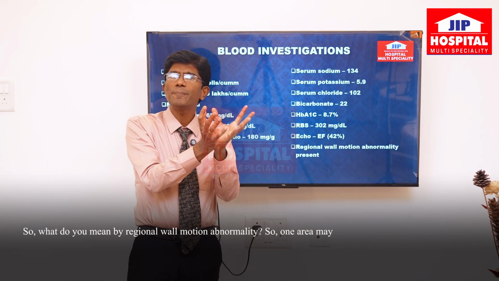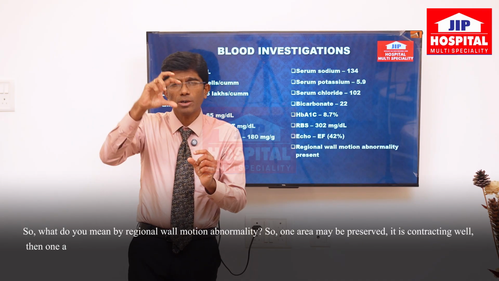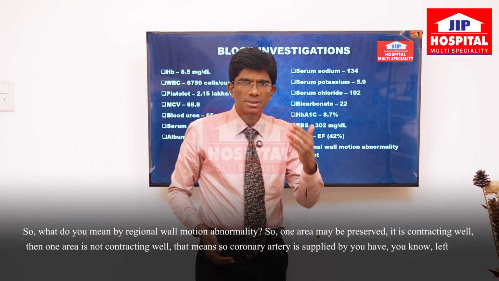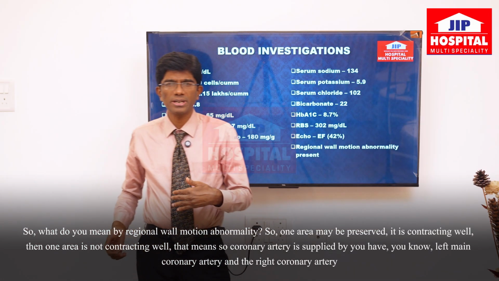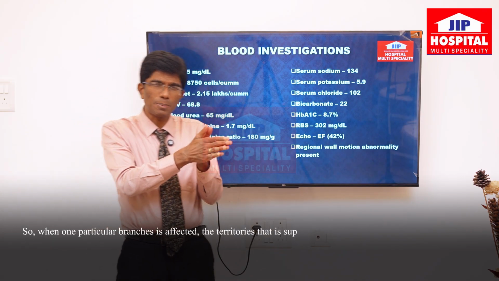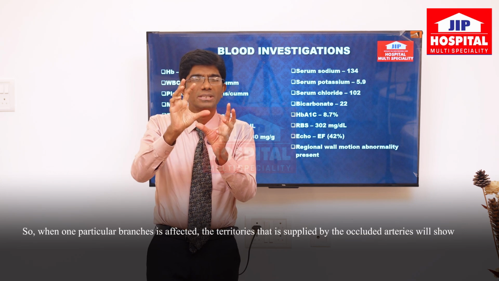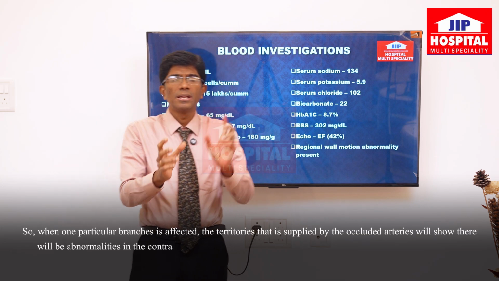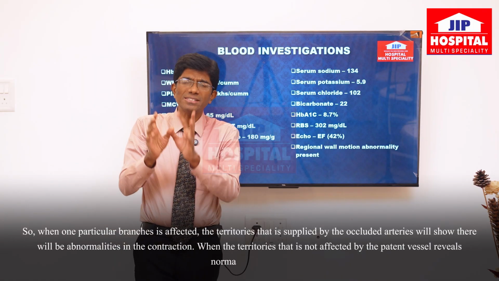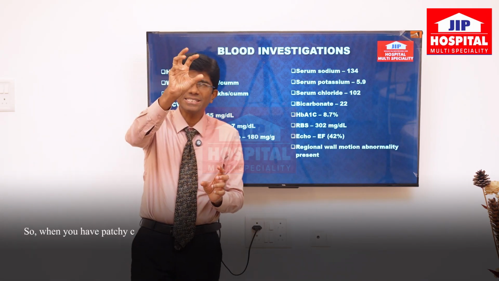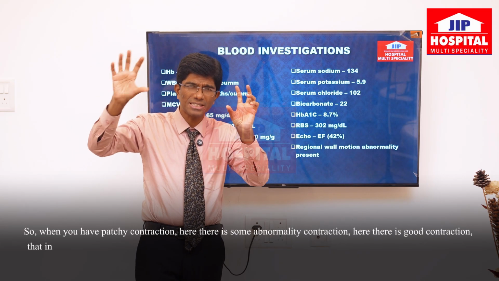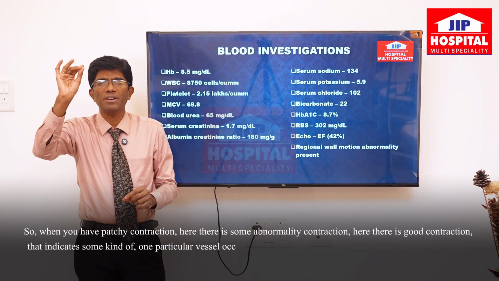One area may be preserved, contracting well, and another area is not contracting well. The coronary arteries are supplied by the left main coronary artery and the right coronary artery. So when one particular branch is affected, the territories supplied by the occluded artery will show abnormalities in contraction, while the territories supplied by the patent vessel reveal normal contraction. So when you have patchy contraction, here some abnormal contraction, here good contraction, that indicates some kind of one particular vessel occlusion.